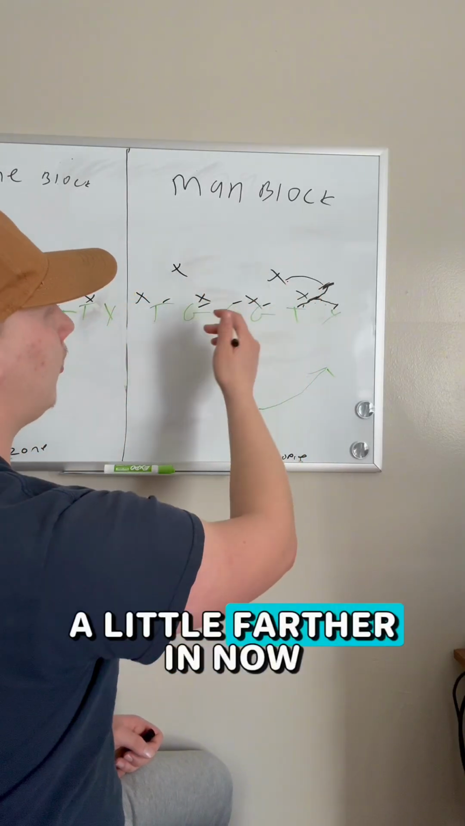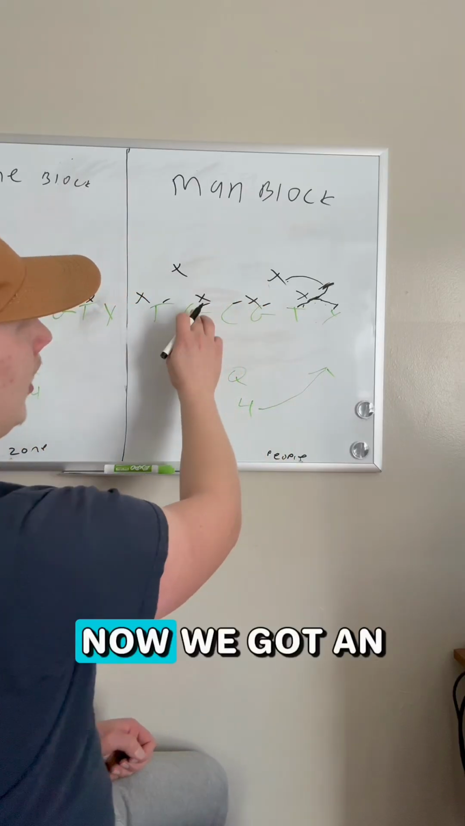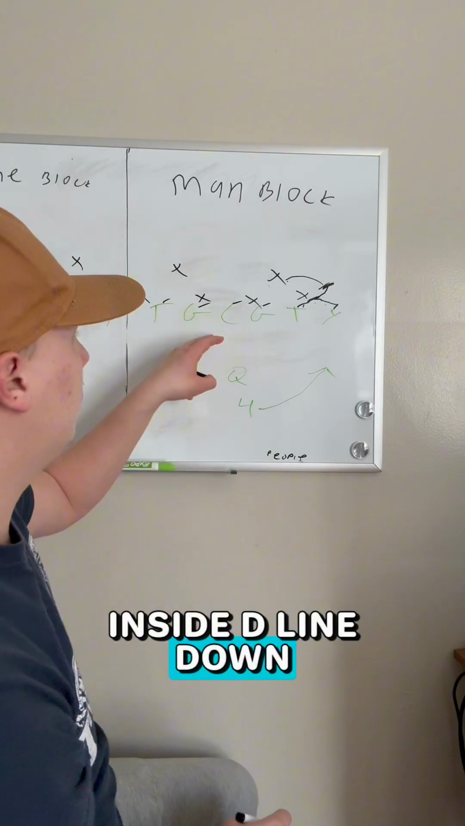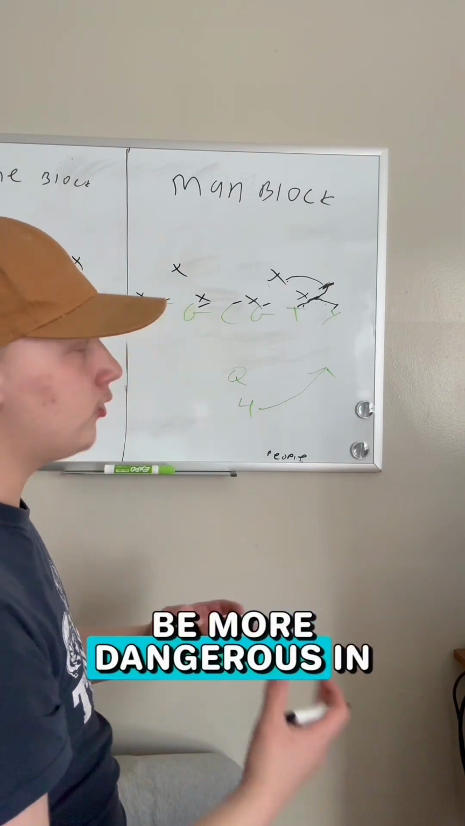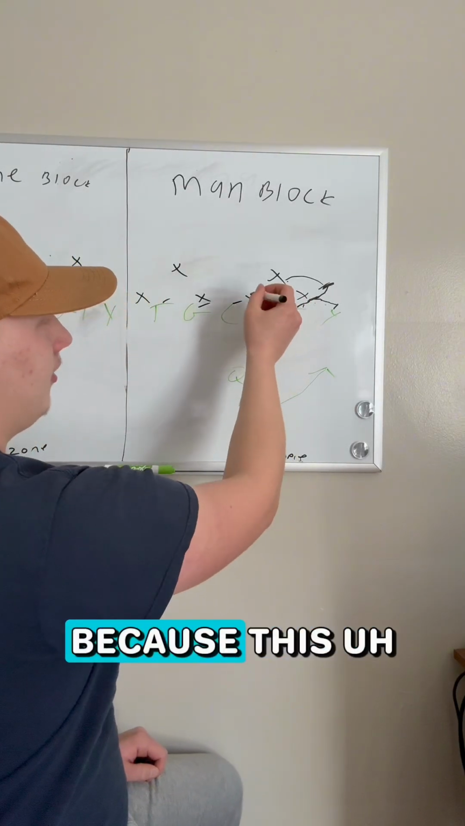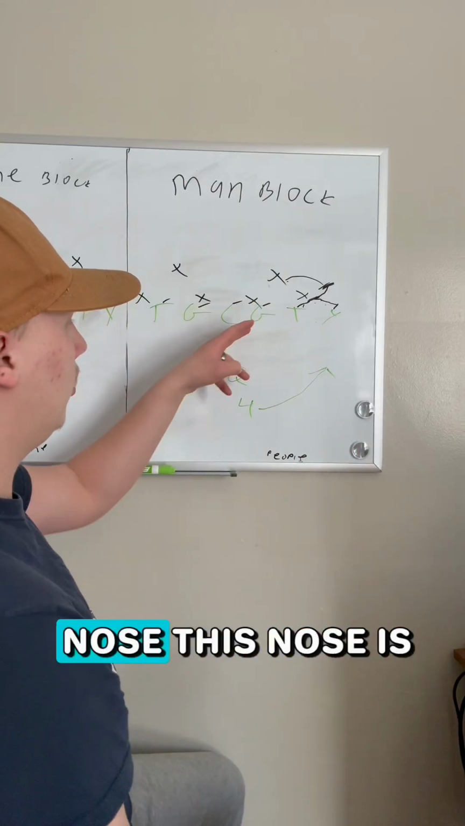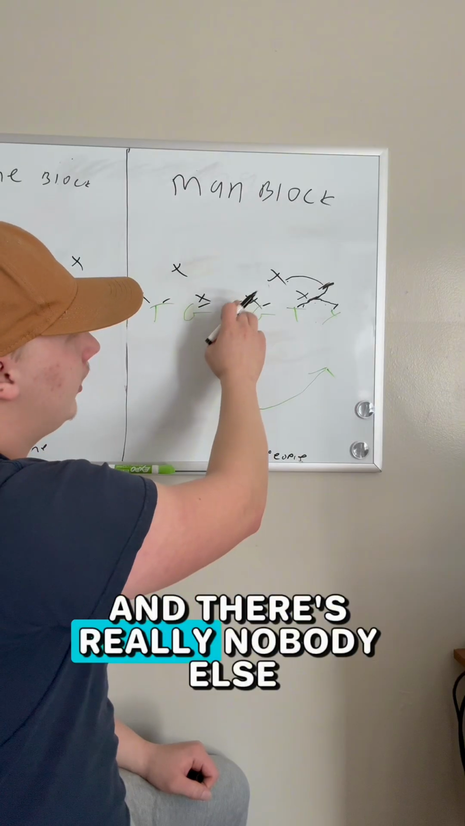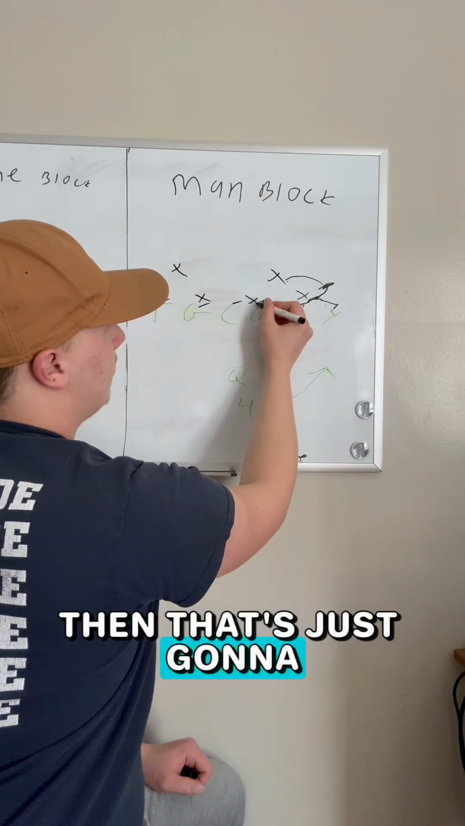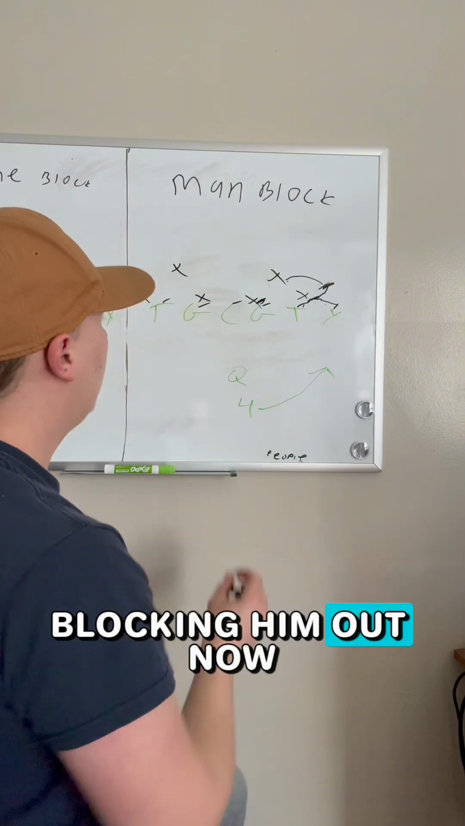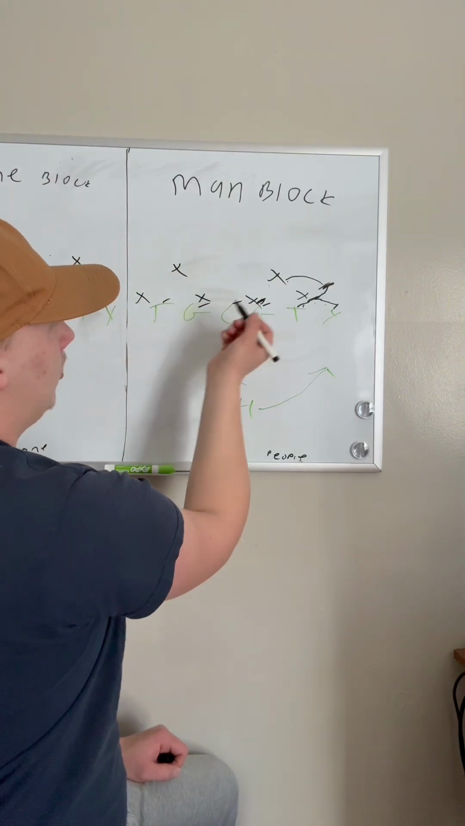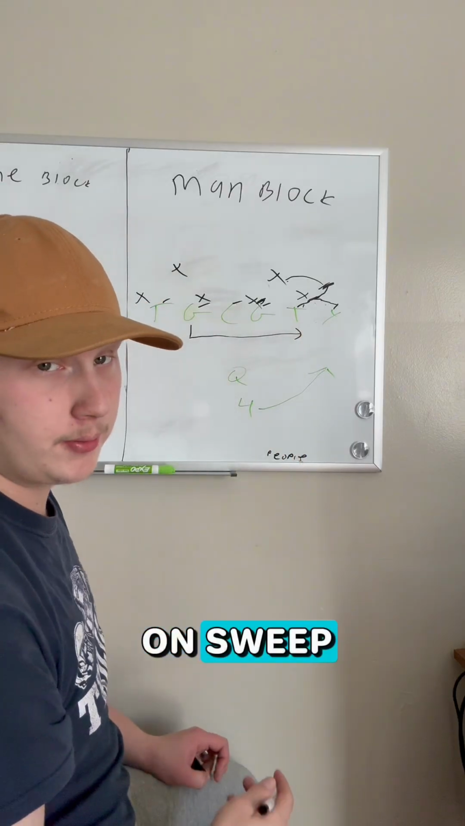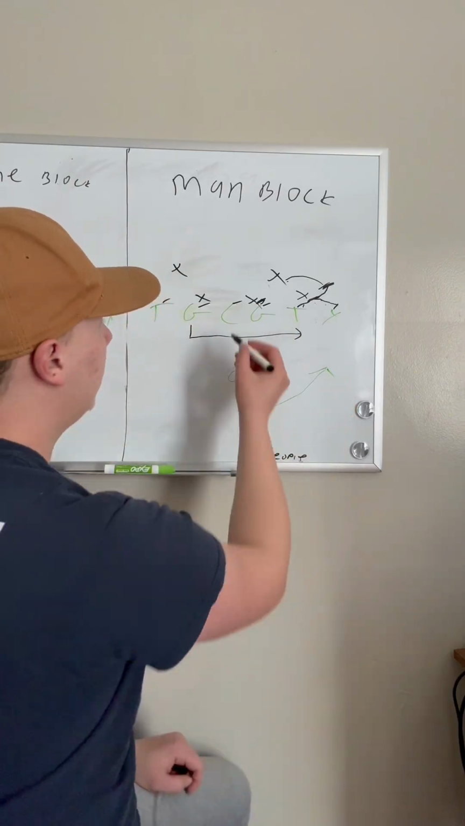Now if we go a little farther in, we got two inside D-line down. Who's going to be more dangerous? In this instance, because this, I'll call him a nose, this nose is inside of this guard, and there's really nobody else, then that's just going to be a simple man block and blocking him out. Now, opposite, for this instance, we'll probably be pulling on sweep. So this opposite guard is going to be pulling.